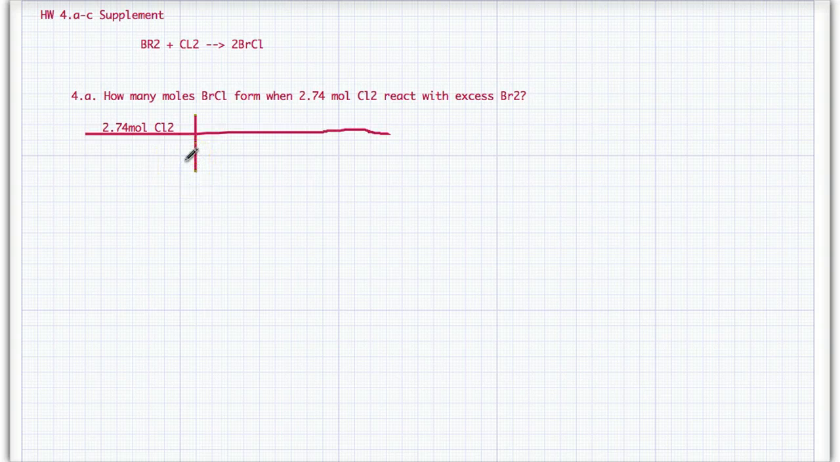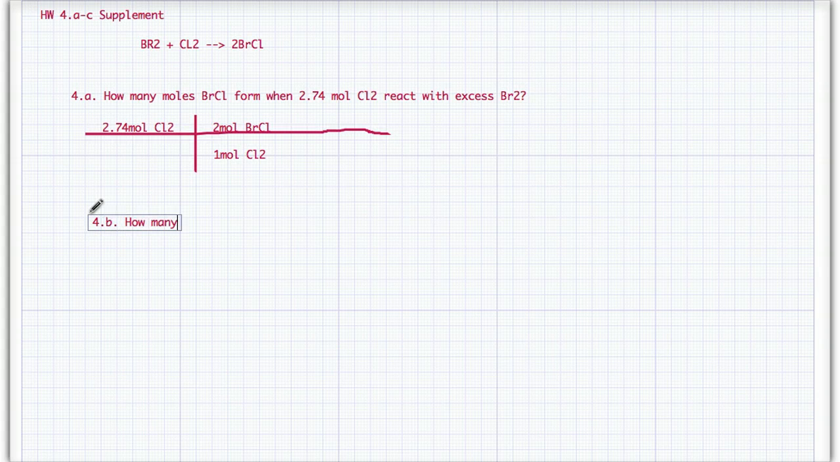So the molar ratio is for every 1 mole of chlorine gas, we get 2 moles bromochlorine. All right, so that gives us, what is that, 5.5, something like that, moles of bromochlorine. All right, so let's move along. You guys can do the math yourselves.